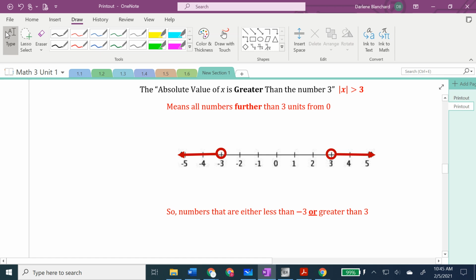And if you remember, the word or with an inequality means that both inequalities are part of the solution. And you can write the word or you can write the union symbol. Either one is good.